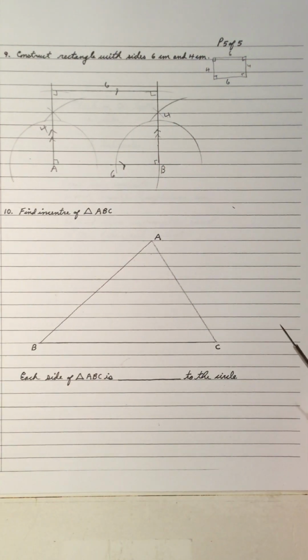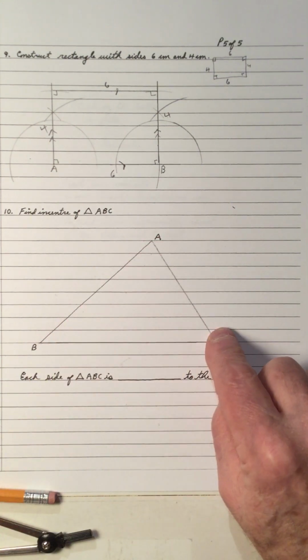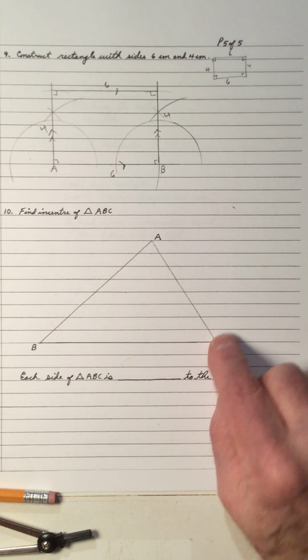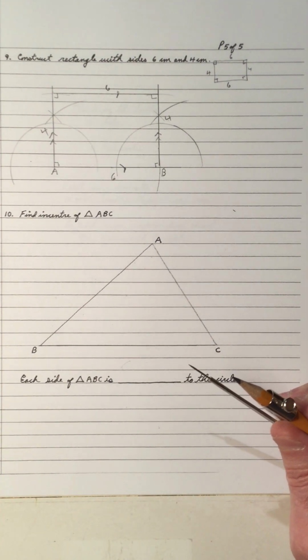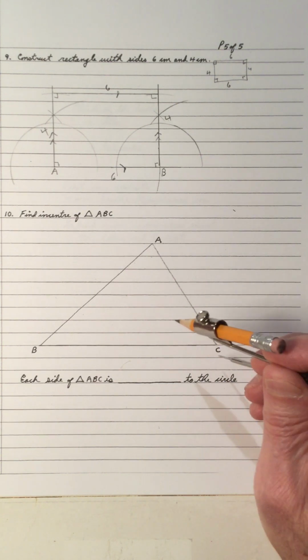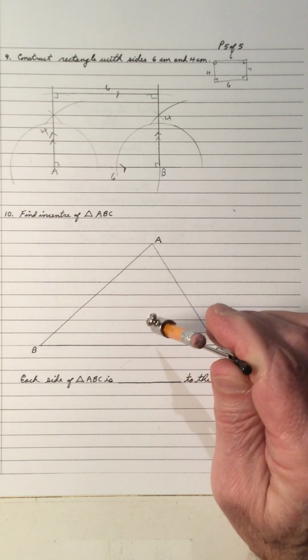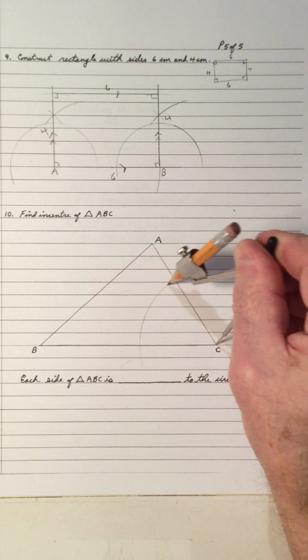Now, number 10. Find the incenter of triangle ABC. An incenter, if you remember correctly, is the point where the angle bisectors meet. Where the angles bisect. The incenter is inside, so there's going to be a circle inside of this triangle. So I'm going to construct the angle bisector. First I'm going to do angle C. So here comes the angle bisector.